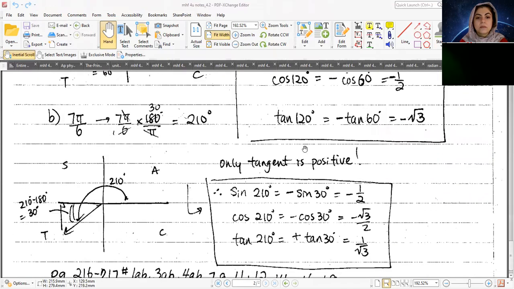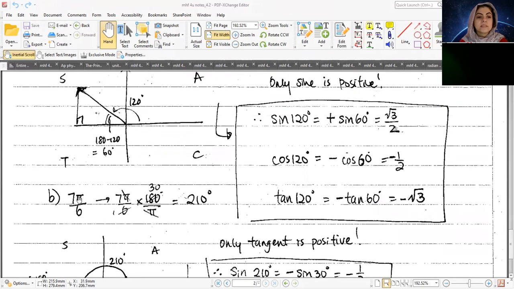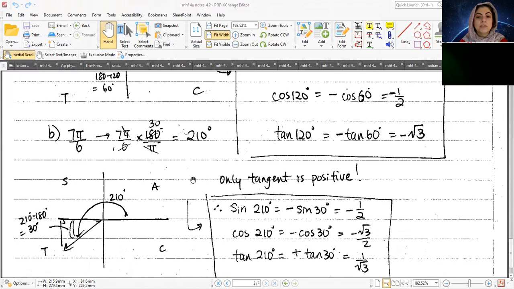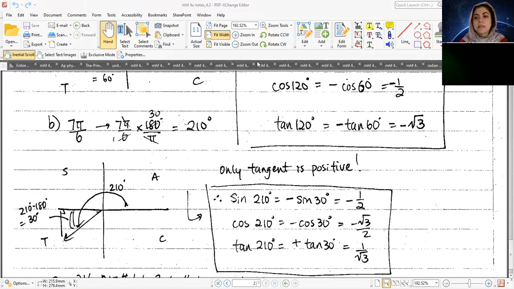Okay, the other one, 7 pi over 6. I want to write the primary trig ratios for that one. Again, use 7 pi over 6. You need to convert it to degrees. It is 210. This is 0, this is 180, this is 270. This is 360 again. And here is 90 degrees, right? Everyone knows that. So it's going to be somewhere between 180 and 270. 210 is in this quadrant.